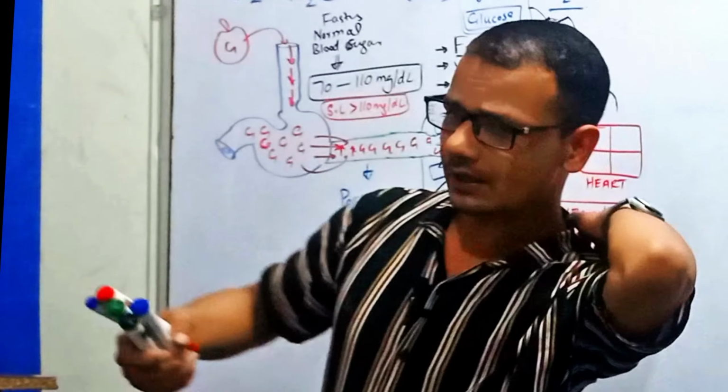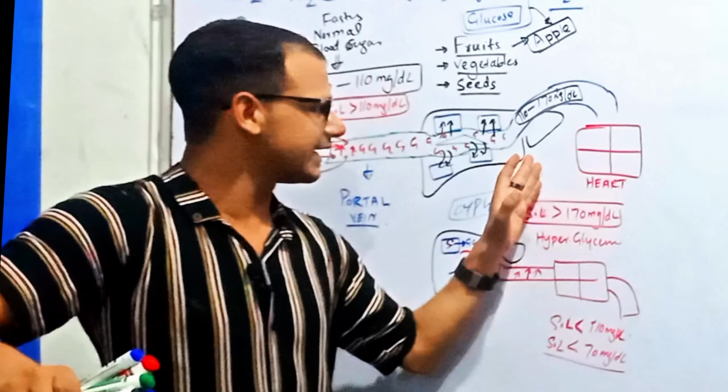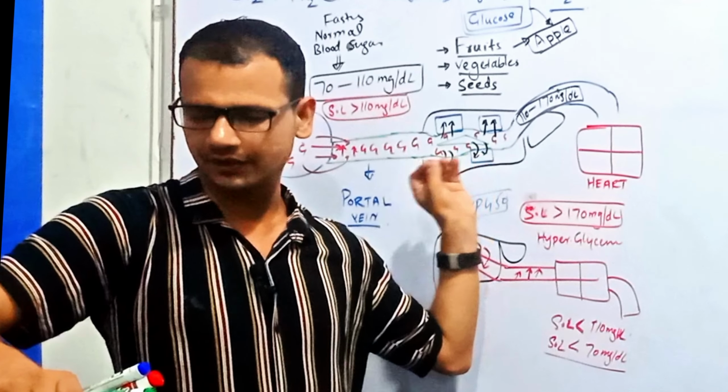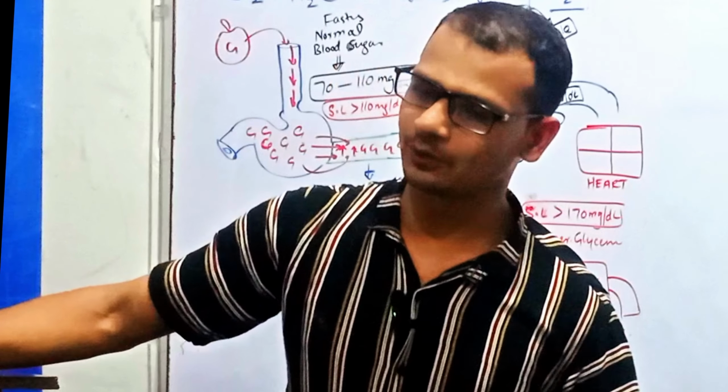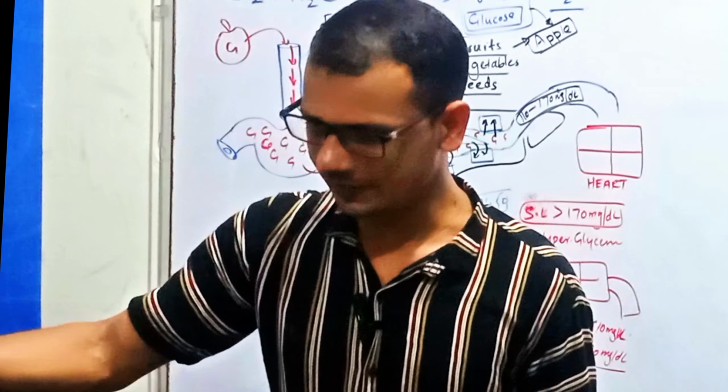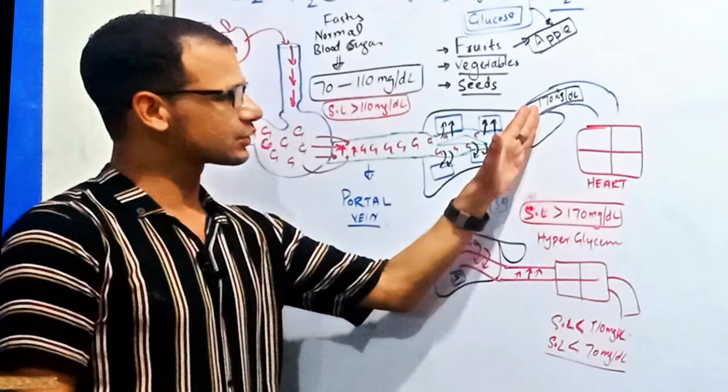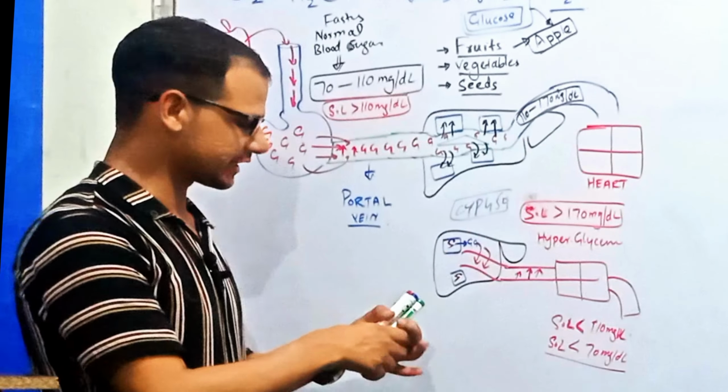So we can say that the liver is responsible for preventing hyperglycemia as well as hypoglycemia. Right? From here, this glucose will go into, for example, this is systemic circulation. From here, I have, for example, this is the heart.